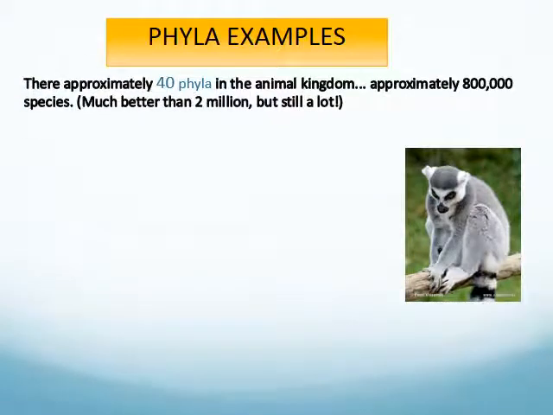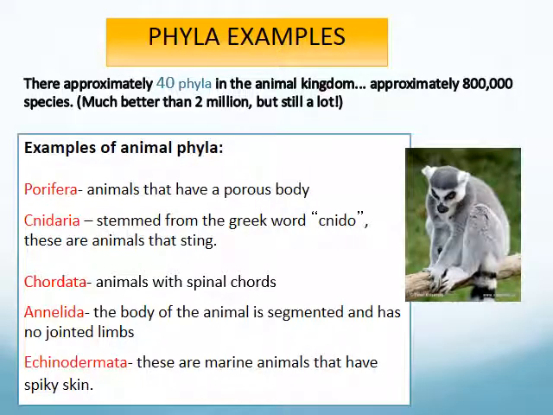All right, there are approximately 40 phyla in the animal kingdom, and no, I'm not going to expect you to remember them. 800,000 species. Okay, that's better than 2 million, sure, but that's still ridiculous. So some examples of some common animal phyla that we might go into later based on time are as follows. The porifera, animals that have a porous body. Cnidaria, stemmed from the Greek word nido, those animals that sting. Can you think of an animal that might sting? You said jellyfish. Yeah, good times.